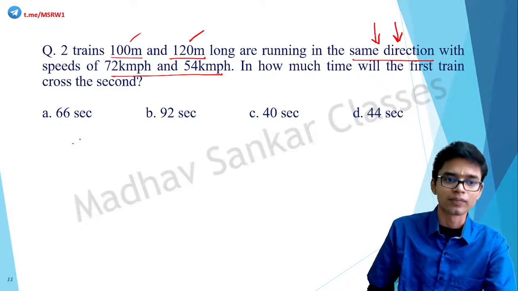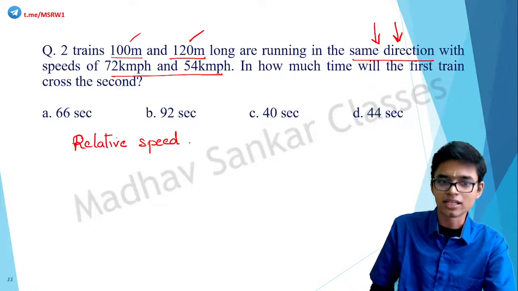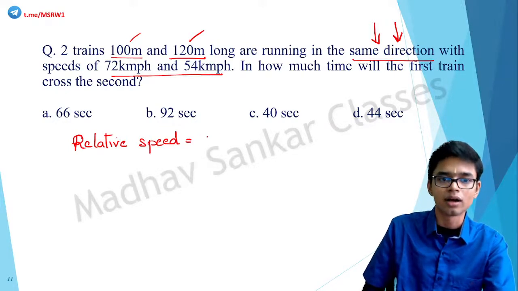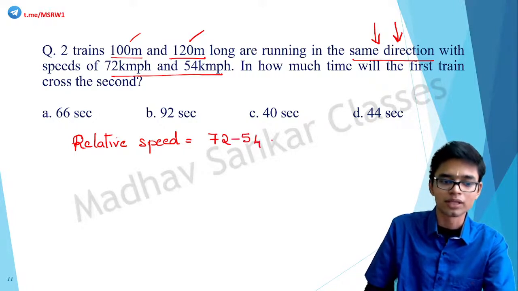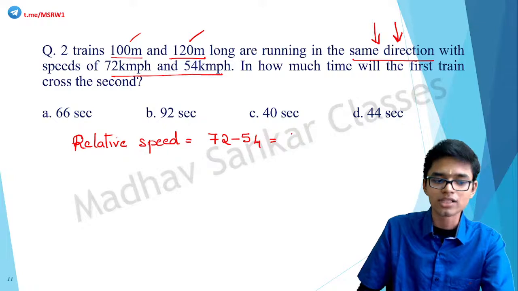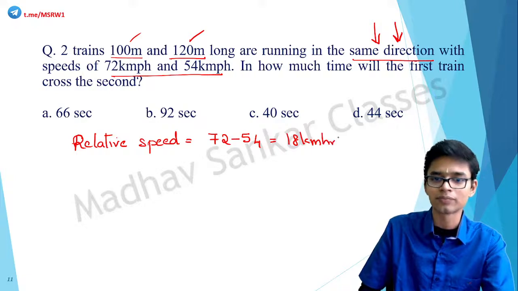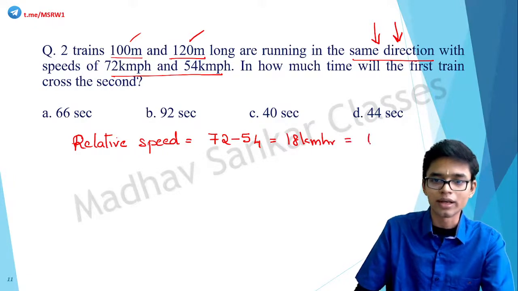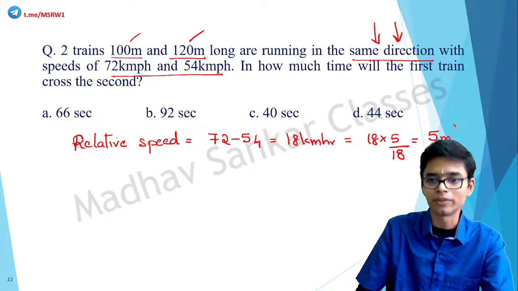Therefore, relative speed is equal to 72 minus 54. How much is 72 minus 54? 18. Correct? This is in kilometers per hour. This is equal to 18 into 5 by 18 meters per second. This is basically 5 meters per second.